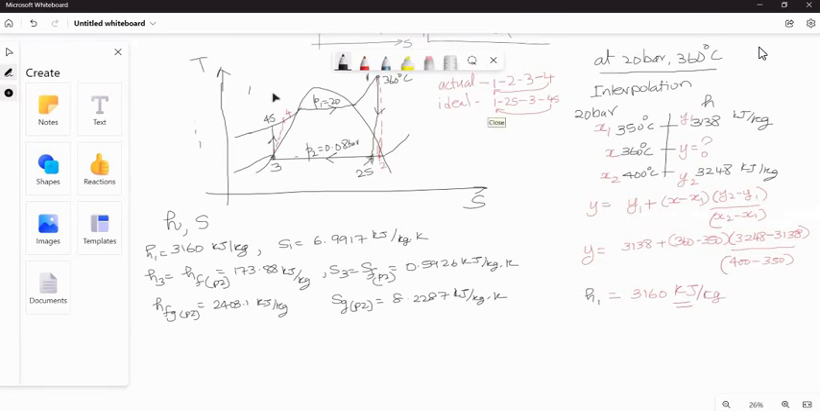Okay, H3 value. I have to finish this and then show you the table, right? And now we can see, there is a question also.